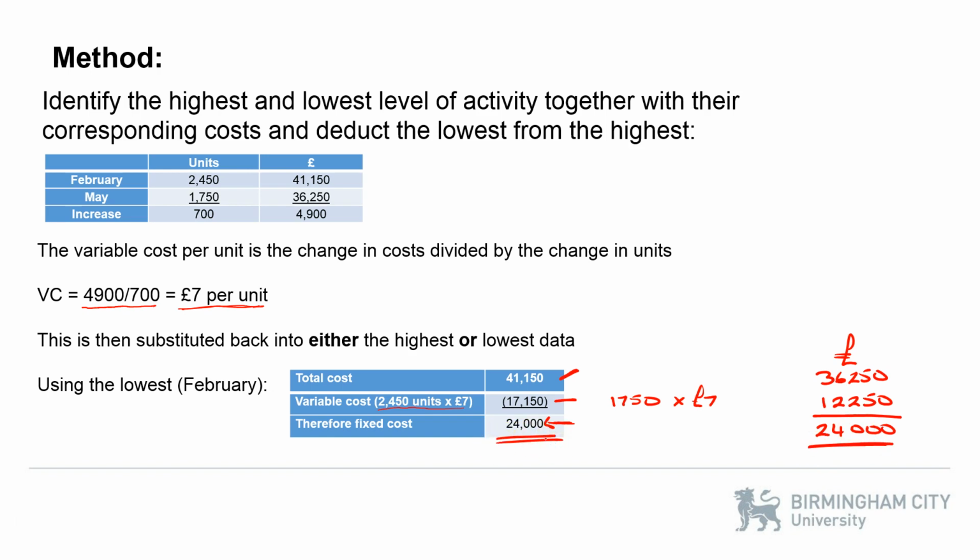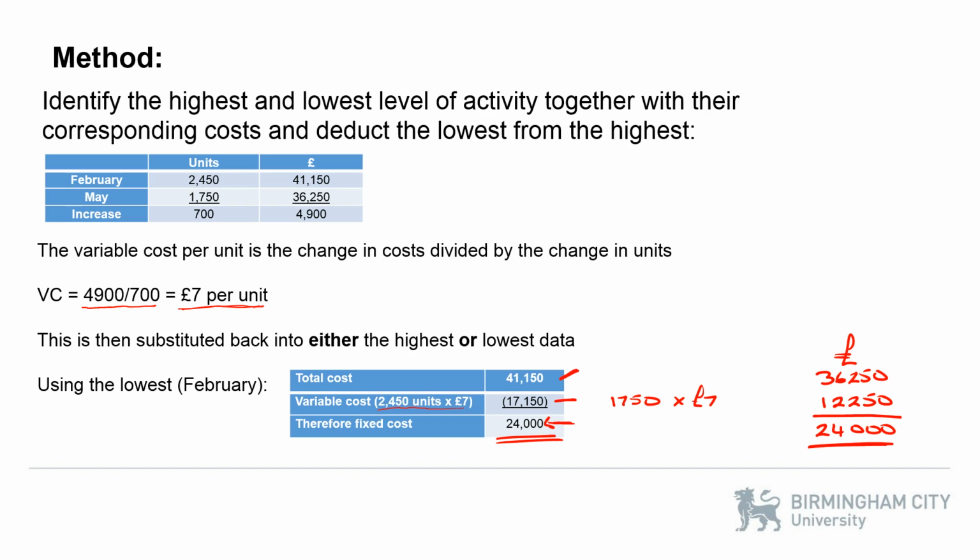And this is what we would expect, because a fixed cost is a cost that remains fixed irrespective of the output. So whether we have 1,750 units or whether we have 2,450 units, the fixed cost remains the same. So it remains at £24,000.